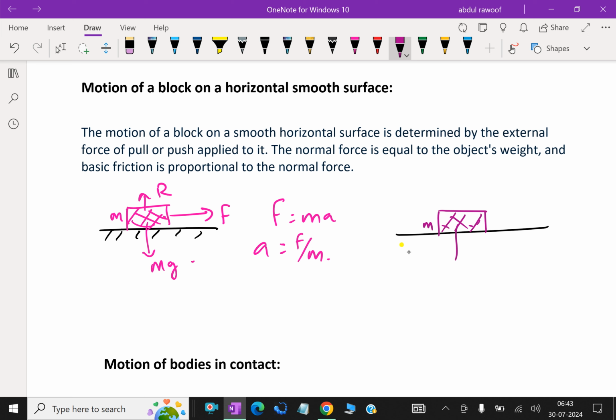That's here, mg is weight. Here, normal reaction.